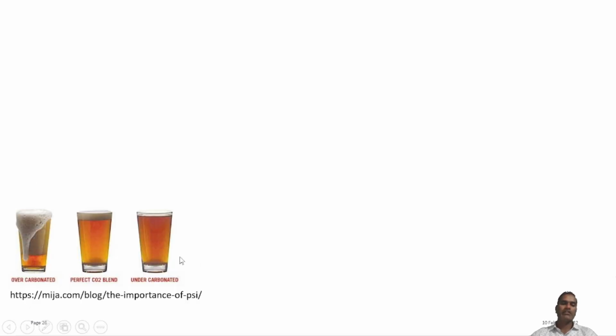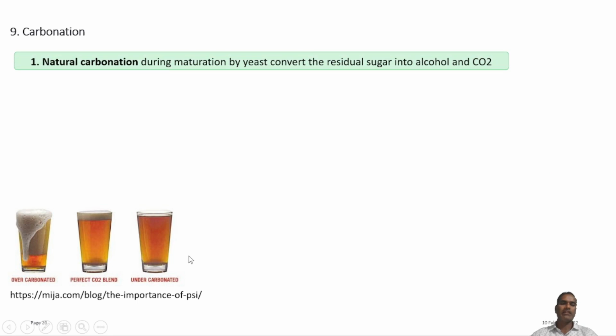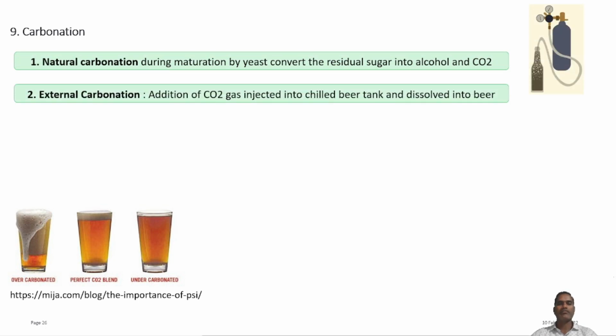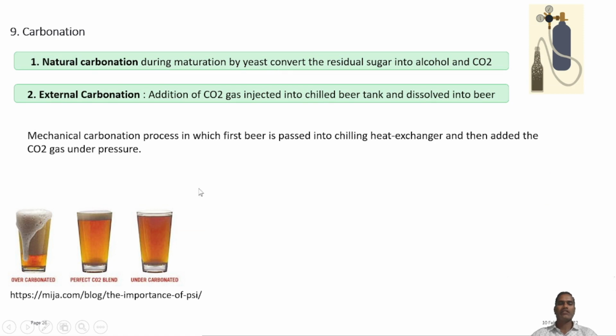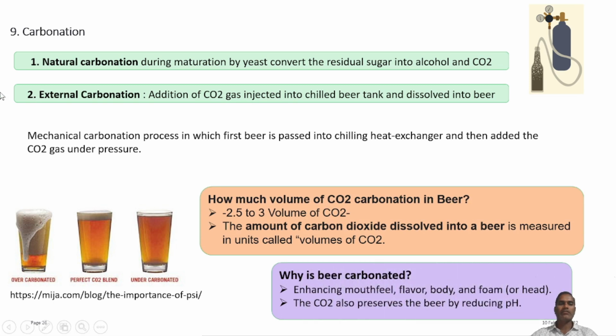After the clarification of the beer, the next step is the carbonation process, which may be natural carbonation or external carbonation. Natural means the internal carbon dioxide generated by yeast activity is retained in the brewing process, and external means the addition of external carbon dioxide gas under pressure, carried out using a mechanical system. Mostly at industry level, carbonation is carried out by external carbonation systems in the range of 2.5 to 3 volumes of carbon dioxide. The last step is the packaging of the beer.